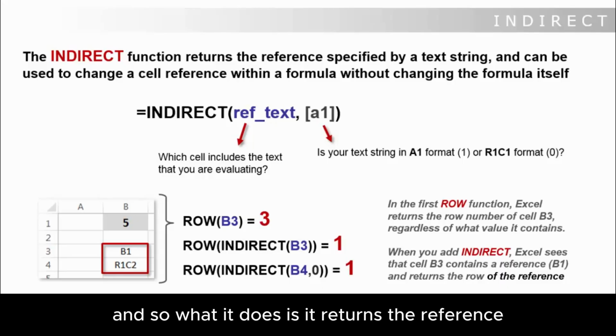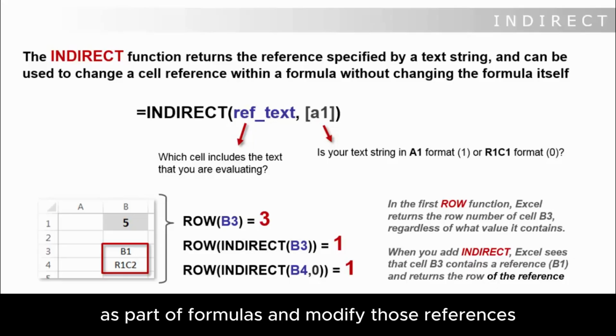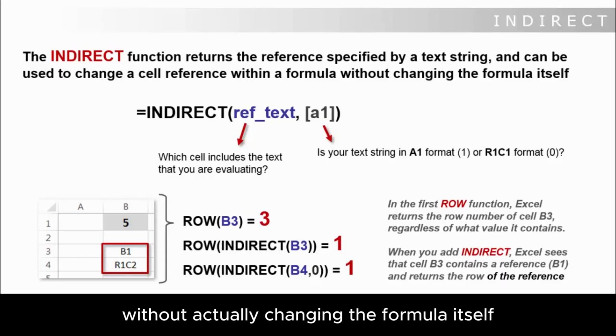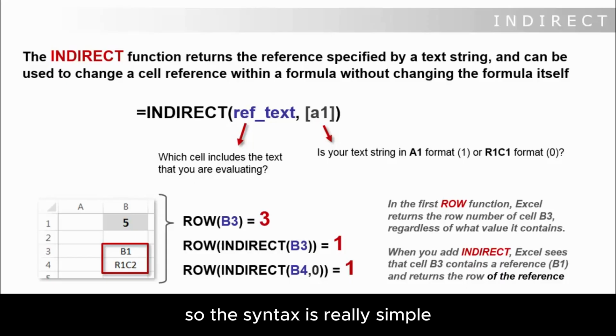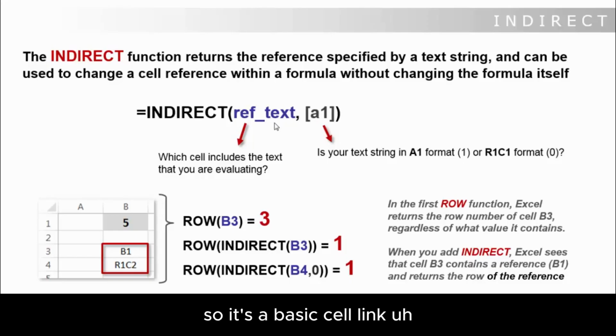So what it does is it returns the reference specified by a text string in a cell. And then you can use that reference as part of formulas and modify those references without actually changing the formula itself. So the syntax is really simple. There's only one required component, which is the reference text. That's just a link to the cell that includes the text that you're evaluating. So it's a basic cell link.